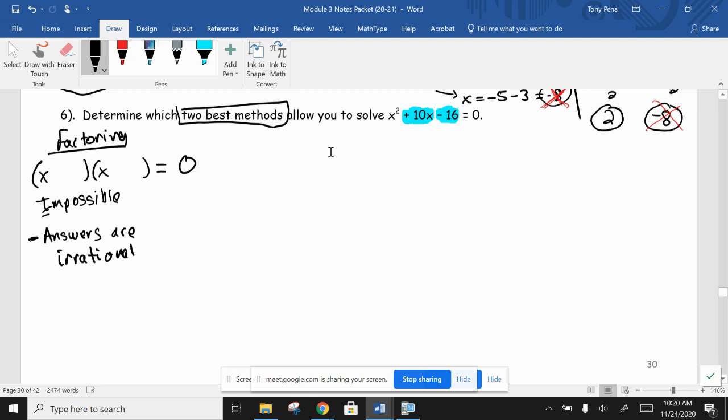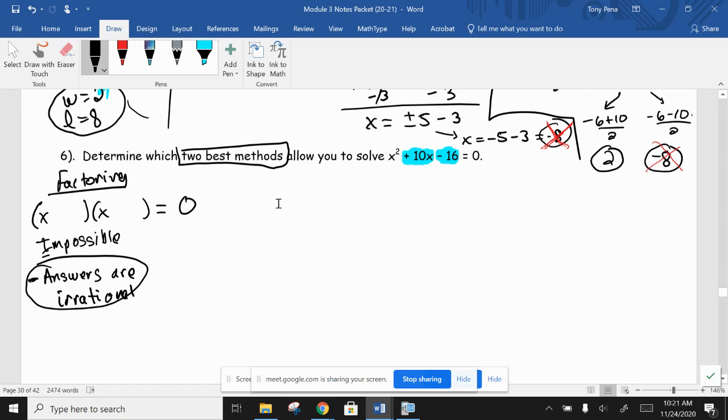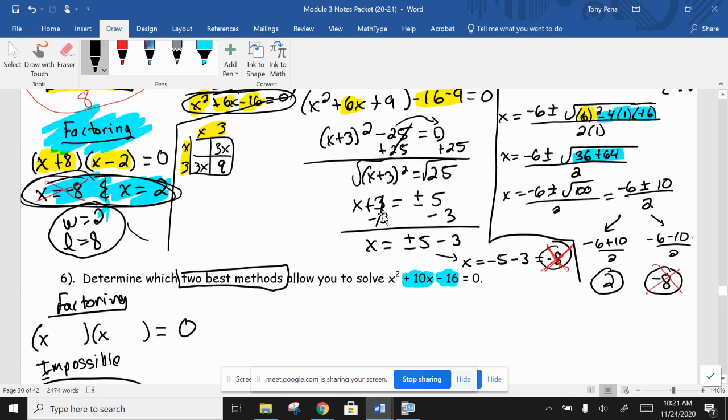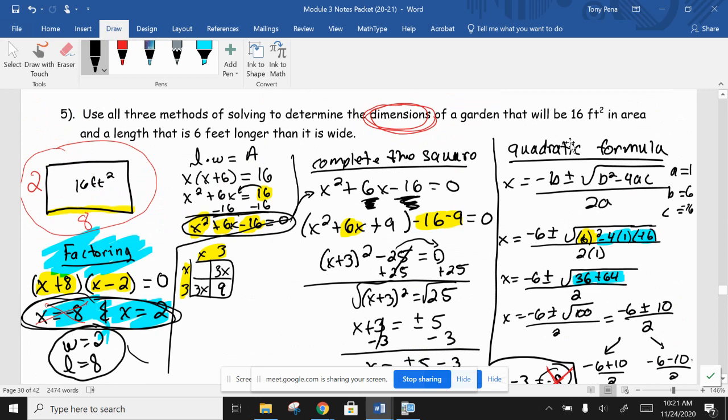Now, it says determine the 2 best. I don't even ask you to do the 2 methods. So we're just going to do one method just to prove that these answers are going to be irrational since it doesn't factor. So we could pick any method. I don't even ask you to necessarily do them, but we're going to do one of them. So, Ahmed, which method do you want to do, Ahmed? What do you like best, the completing the square or the quadratic formula? I want to do the quadratic formula.